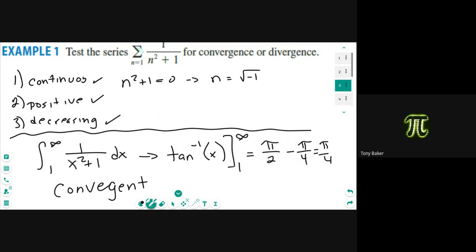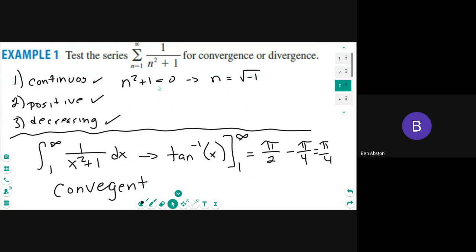Why does it converge to pi over 4? The integral? I'm following all the math, but then you do pi over 2 minus pi over 4. The series does not converge to that. So how do you know what the series converges to? We don't, not at this point.